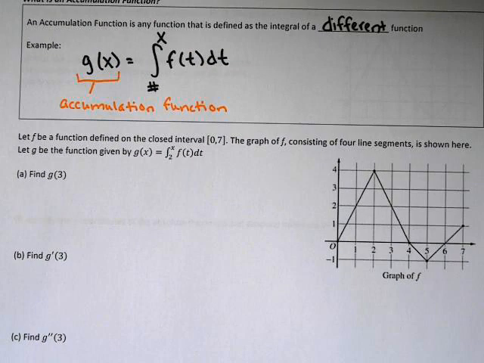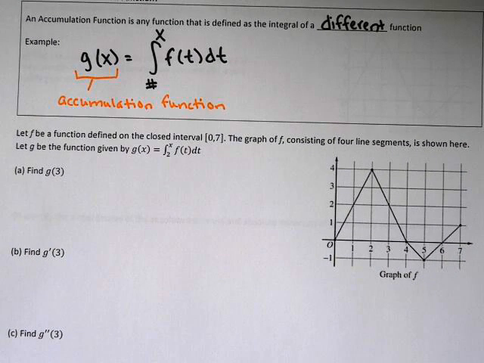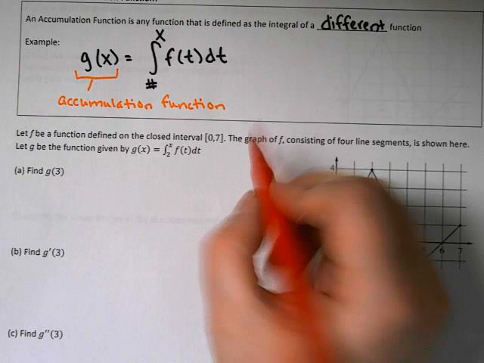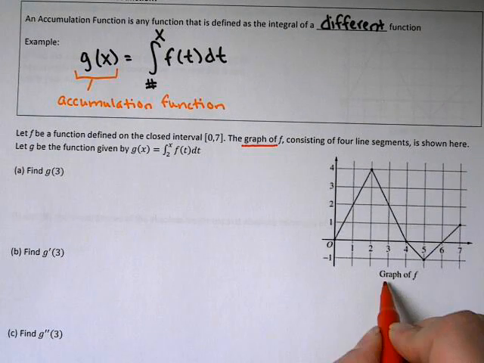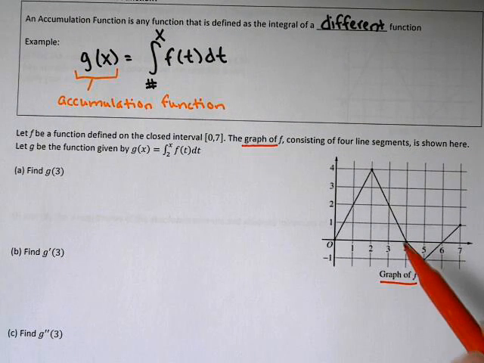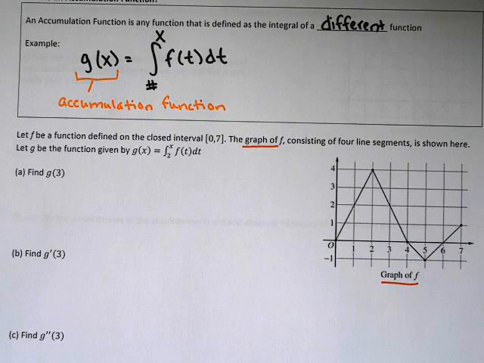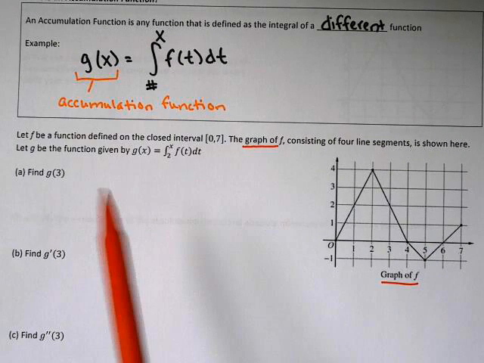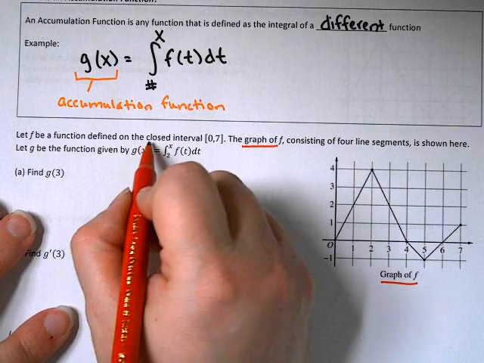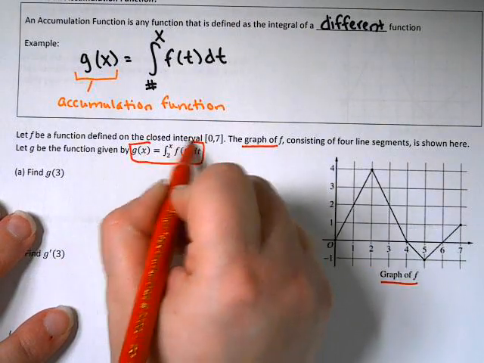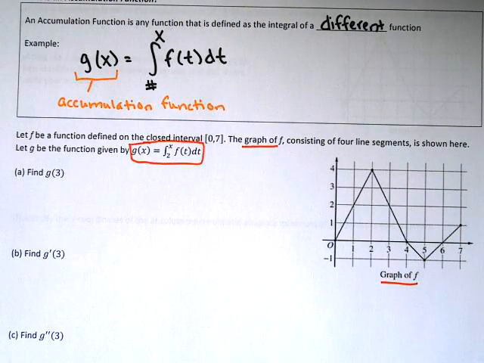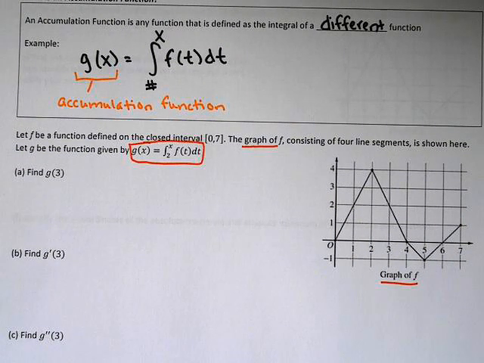So f is a function defined on the closed interval from 0 to 7. The graph of f, consisting of 4 line segments, is shown below. So it's really important to note that we're given the graph of f and that it's 4 separate line segments. So even though it doesn't look like it, these are separate lines right here. And let g be this function given by g of x equals the integral from 2 to x of f of t dt. So g of x is our accumulation function.